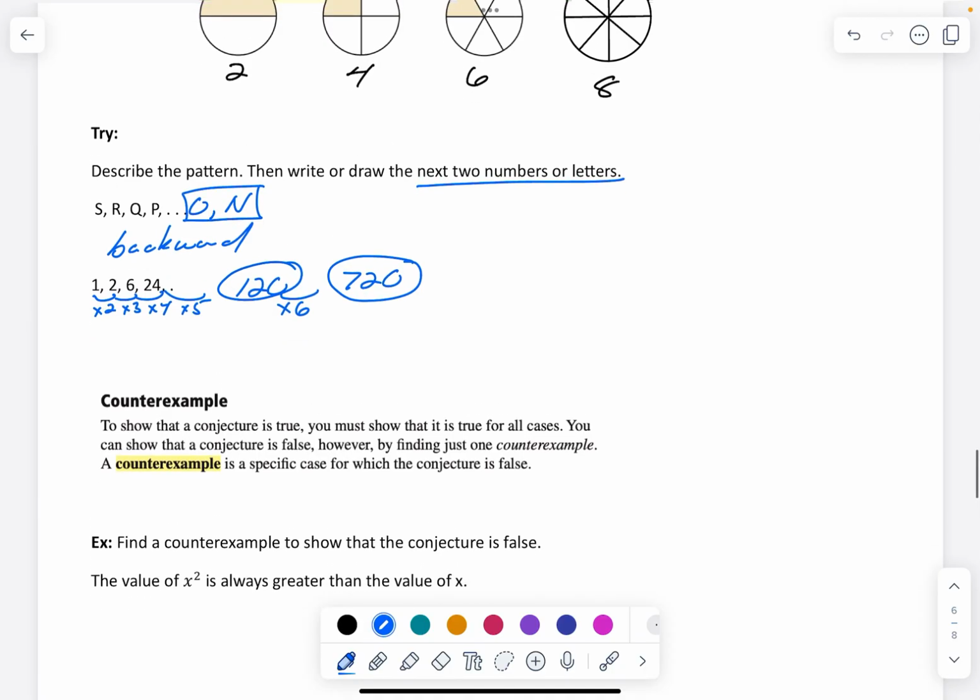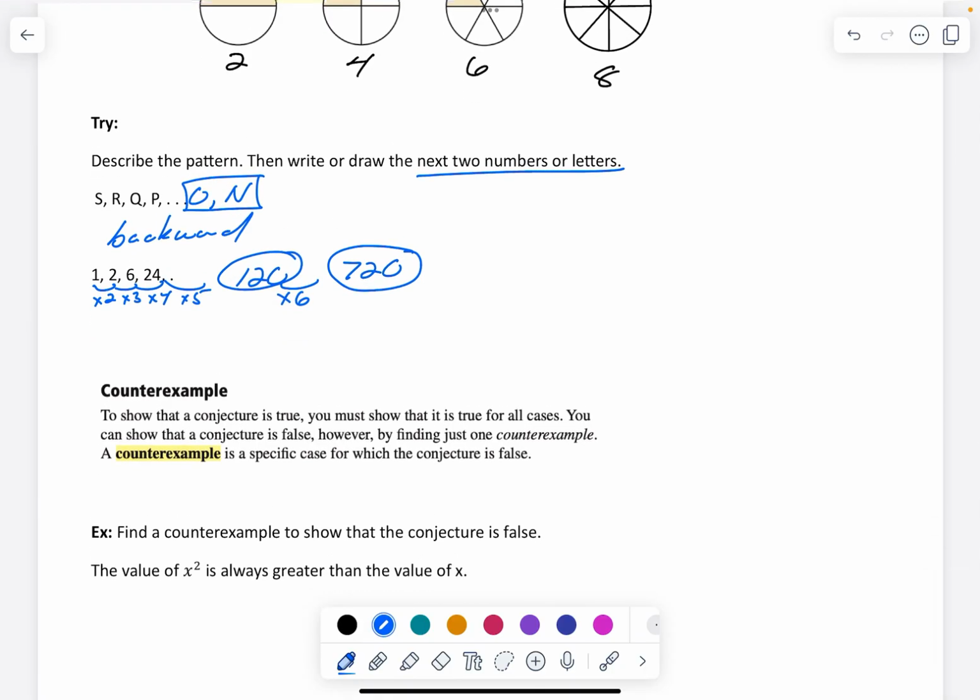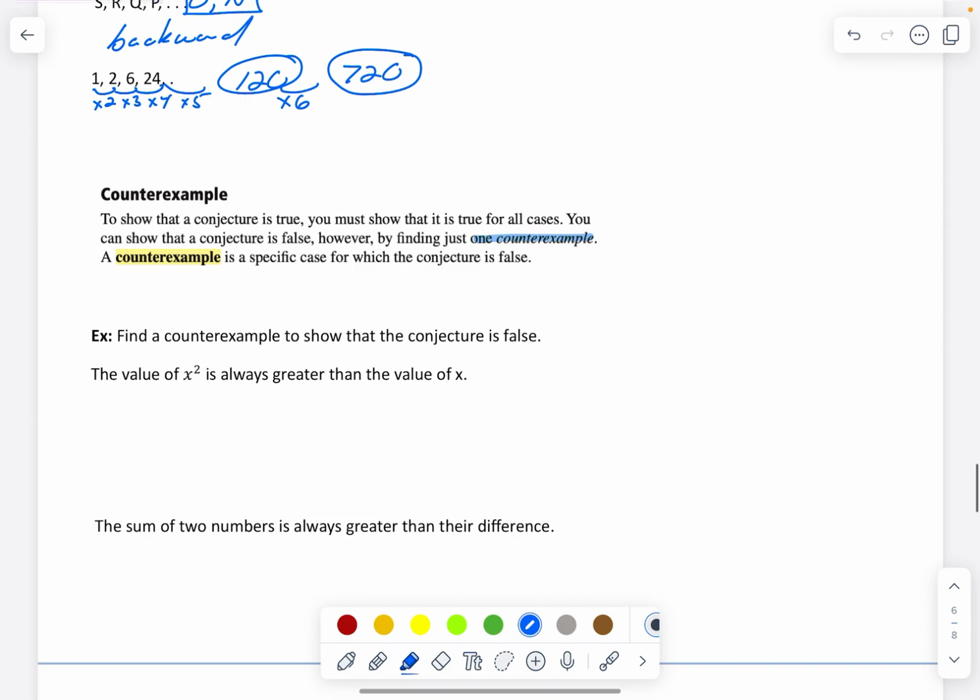Okay, so sometimes it says to show that a conjecture is true, you must show that it's true for all cases. You can show a conjecture is false by finding just one counterexample. A counterexample is a specific case when the conjecture is false.